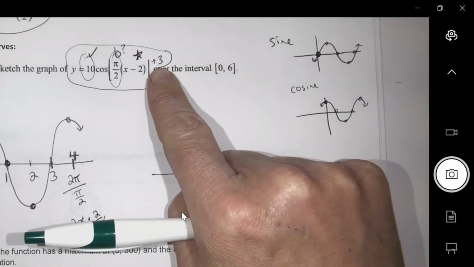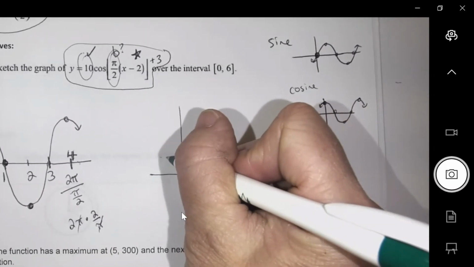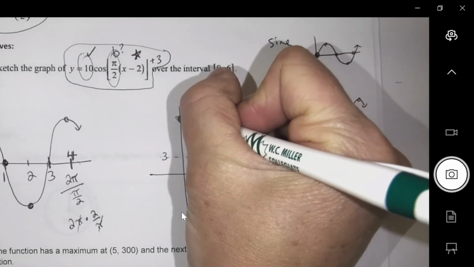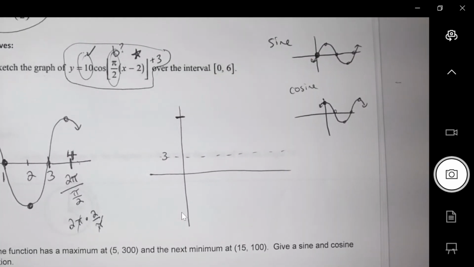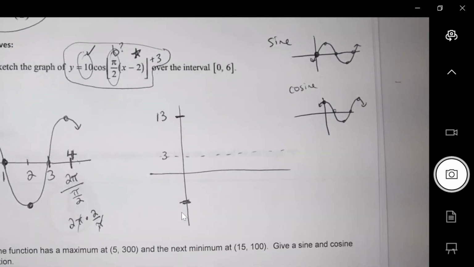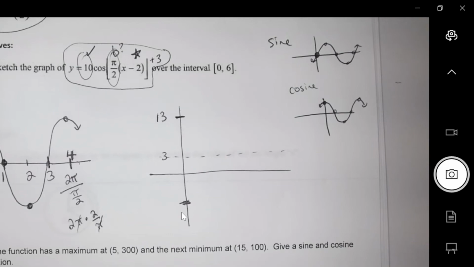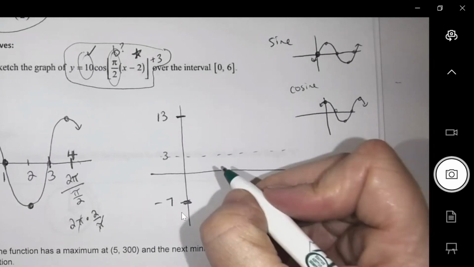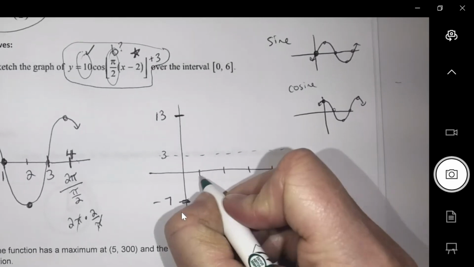If this D is 3, I'm now going to do a lightly dashed line so I know that that's the middle of my graph. I'm going to make a mark to show what the highest is. What's the highest now? 13. I'm going to show you a mark for the lowest. What's the lowest now? -7. Whew, we're good. Good job, guys. Now, I'm going to make my marks here. 1, 2, 3, 4.